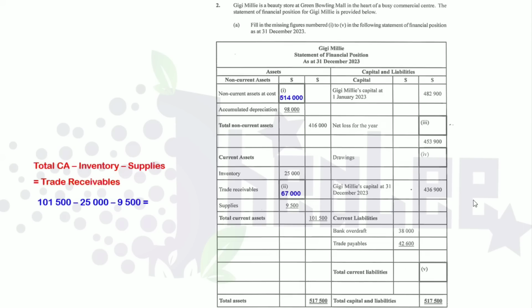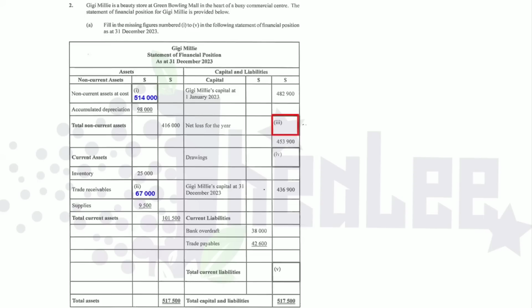So let's move into finding the next missing item, and that is the net loss for the year. So this business legitimately made a net loss. Now, what is the effect of net loss on your capital? Yes, net loss decreases your capital.